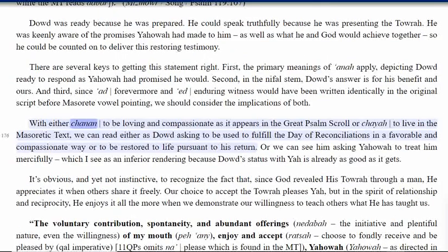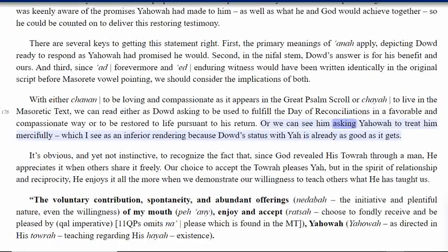With either Channon, to be loving and compassionate, as it appears in the Great Psalm scroll, or Chayah, to live, in the Masoretic Text, we can read either as Dowd asking to be used to fulfill the day of reconciliations in a favorable and compassionate way, or to be restored to life pursuant to his return. Or we can see him asking Yahowah to treat him mercifully, which I see as an inferior rendering because Dowd's status with Yah is already as good as it gets.